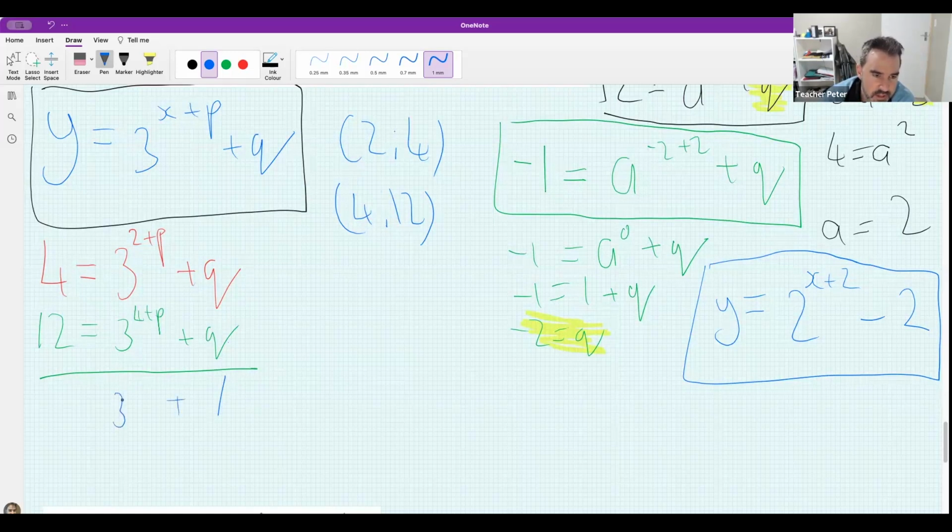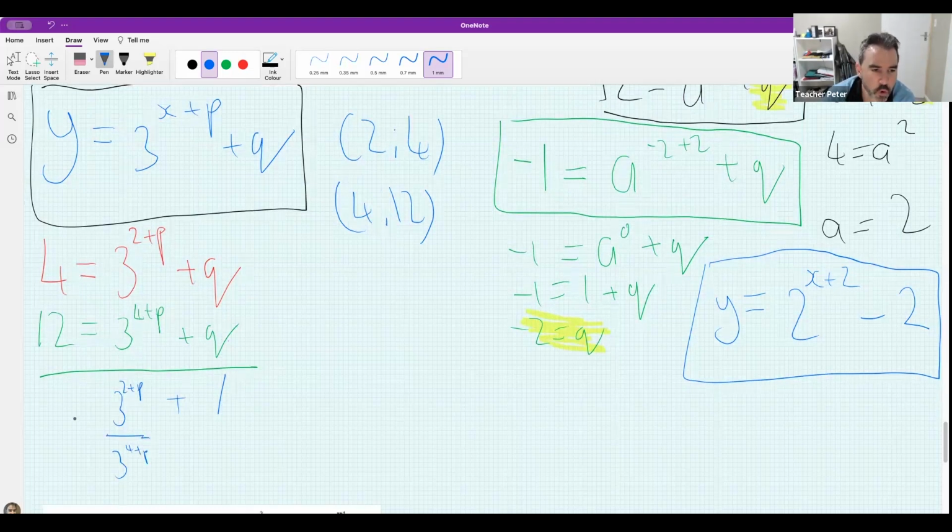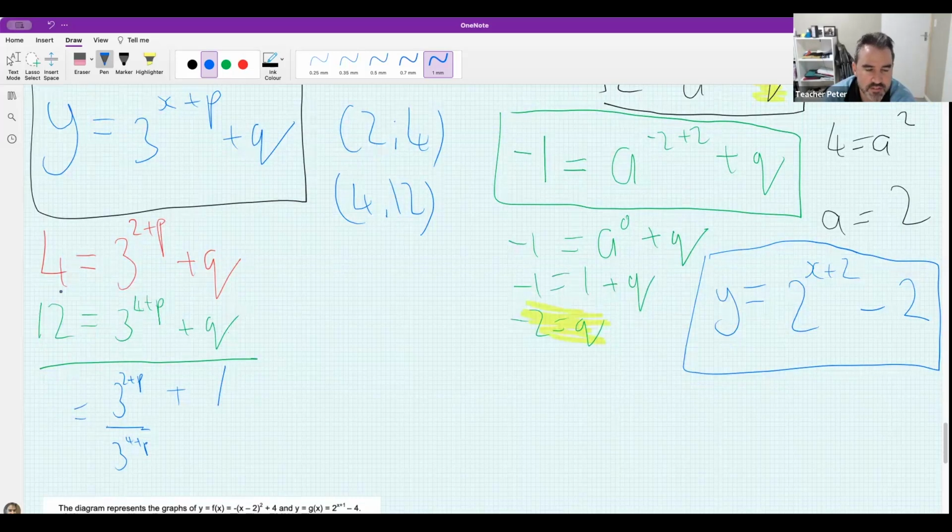Okay, now, what is this one divided by this one? It's just going to be 3 to the 2p over 3 to the 4p. A little bit strange at the moment, but anyway. What is 4 over 12 going to be the same as? What's 4 over 12 the same as? Okay, 1 over 3.